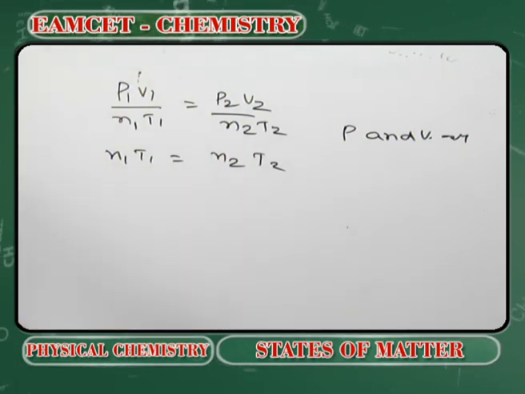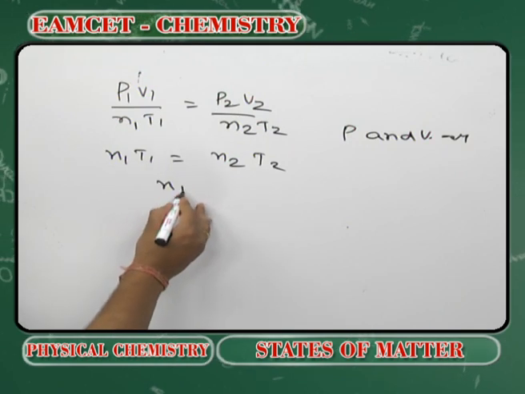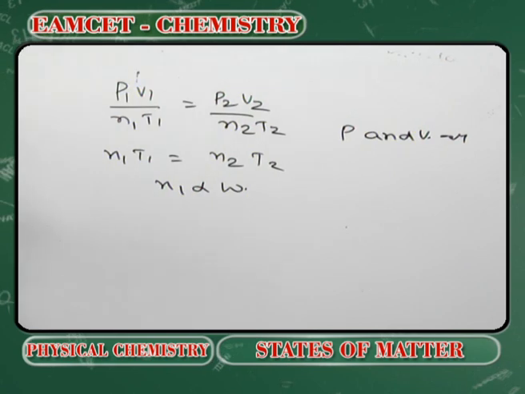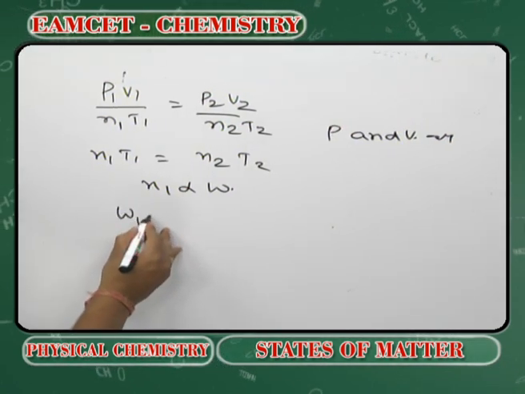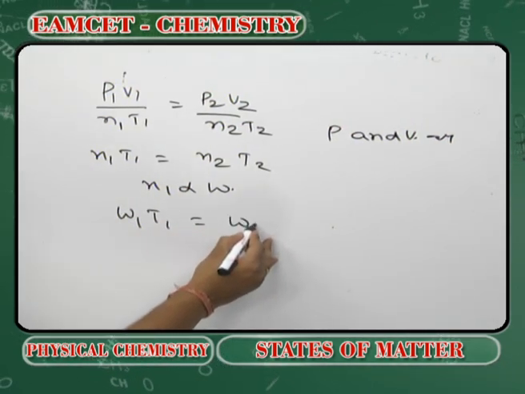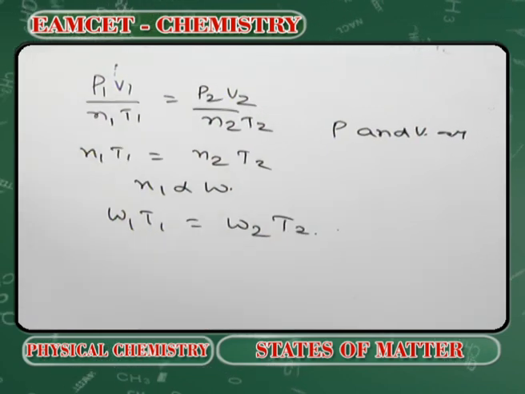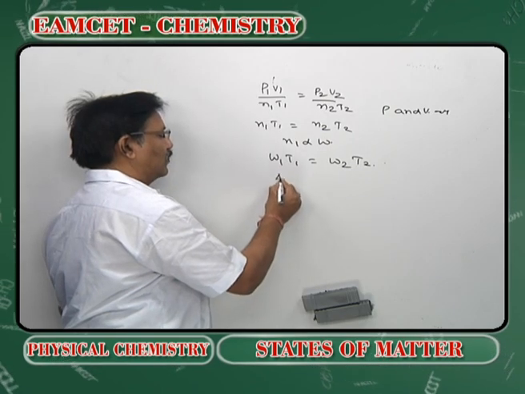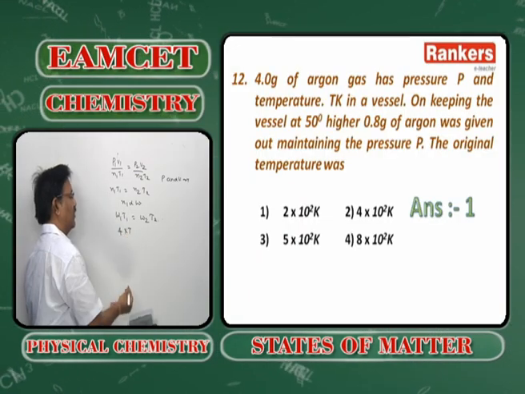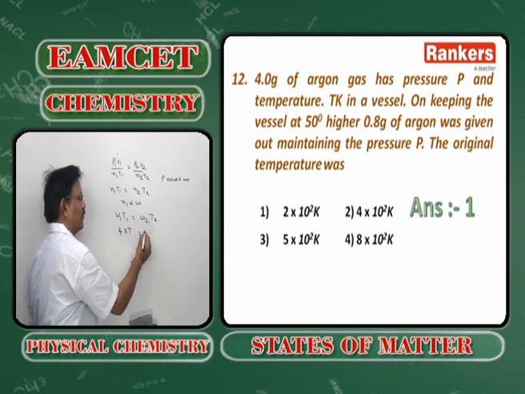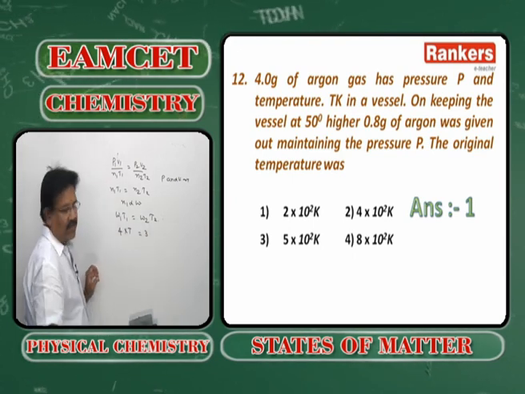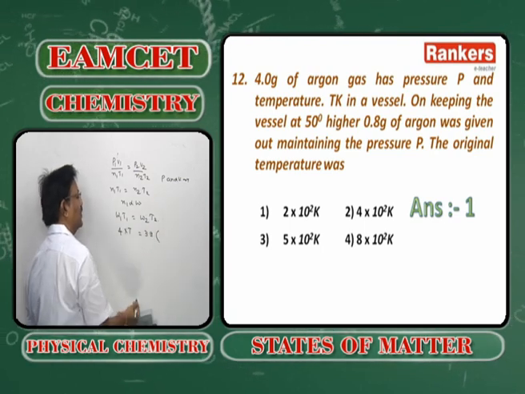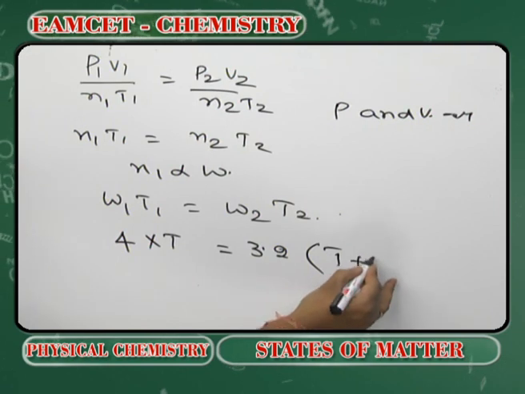For a given gas, N is proportional to W, because the molecular weight remains the same. W1T1 is equal to W2T2. What is W1? 4. What is T1? T. What is W2? Because 0.8 grams is removed, W2 will be 3.2. And what will be the T2? T plus 50.